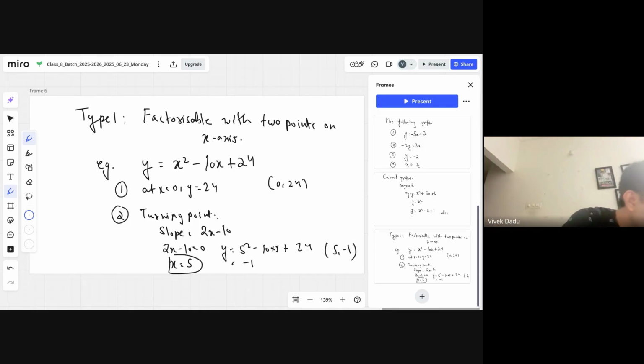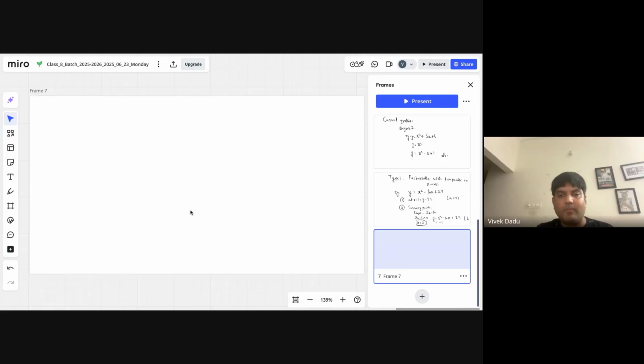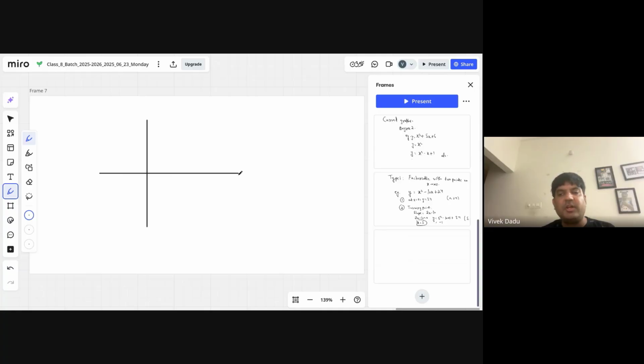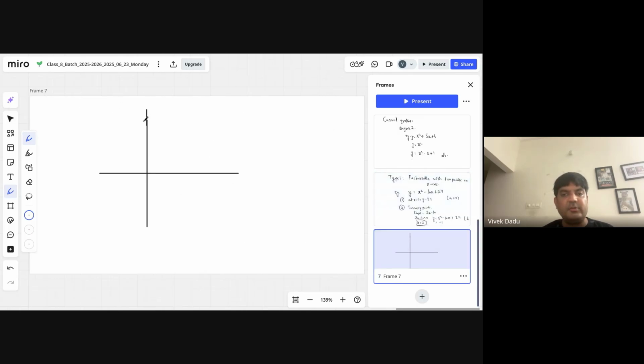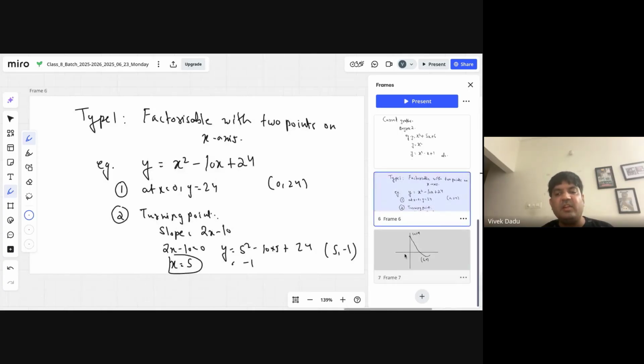Okay. Now that much is enough to plot the graph. These 2 points are enough. 0, 24. And the turning point is 5 comma minus 1. So because you know it will come here without turning, it will come and then here it will turn. What's missing is these 2 points, which are very easily findable.